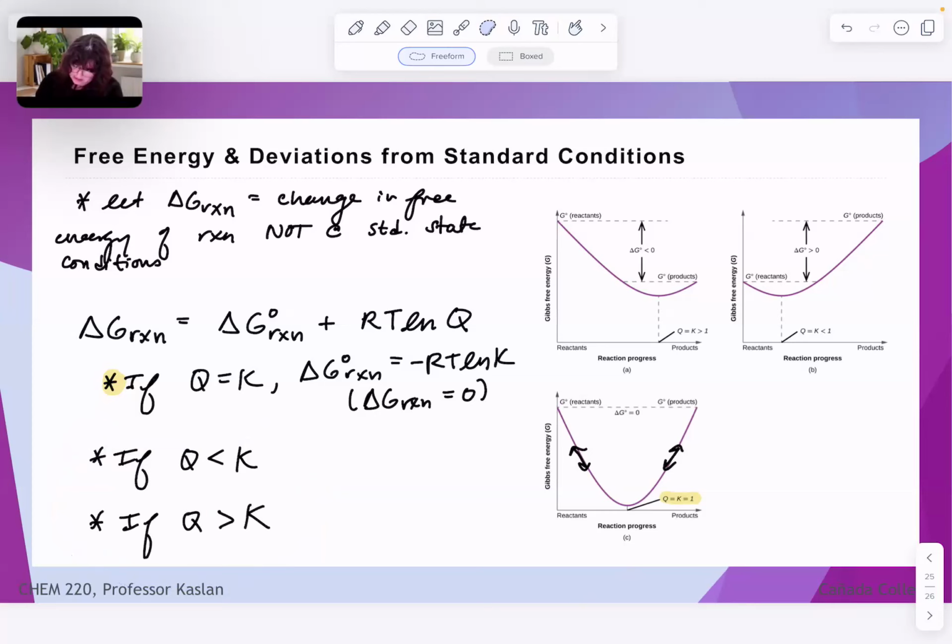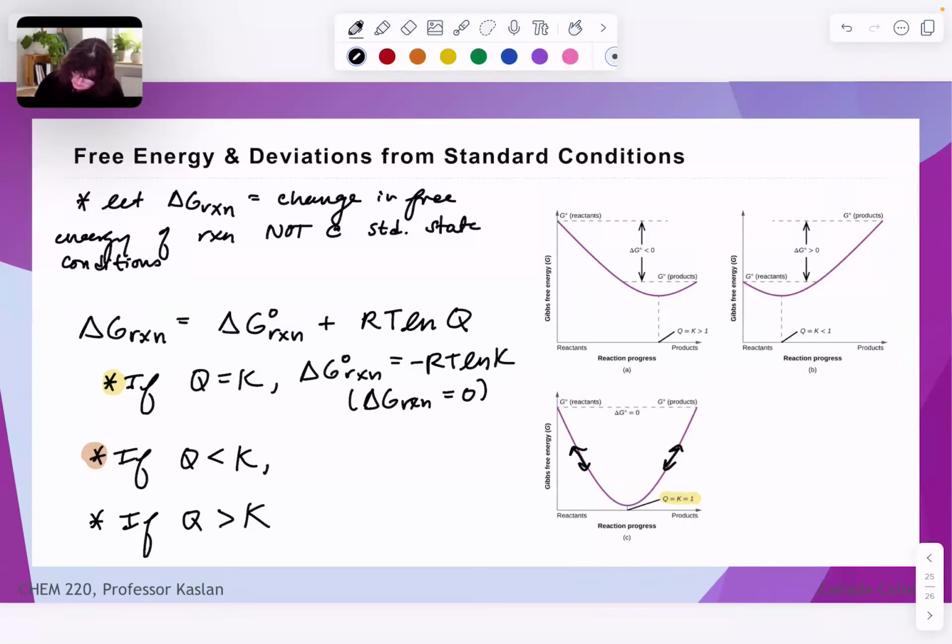All right, what if Q is less than K? So that would be looking at... In order for us to be at equilibrium state here. So Q, oh, I think I had this identified as the wrong one.